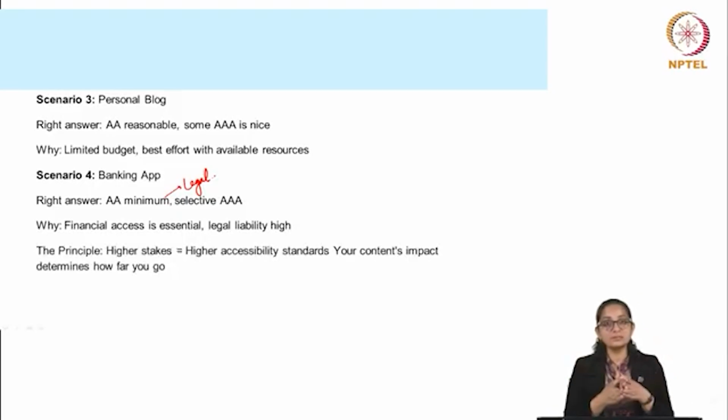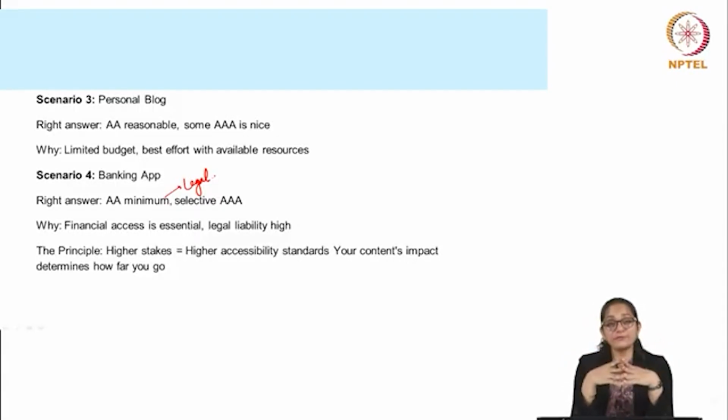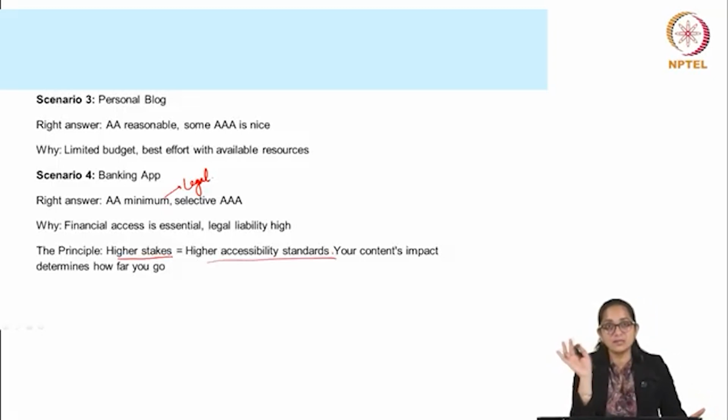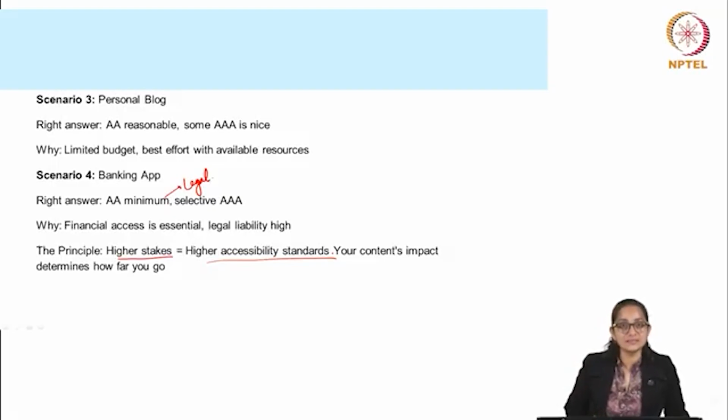So what should be our principle when we are thinking about what is good enough, when we are optimizing our time or resources, thinking about how much we should invest in accessibility compliance, of course keeping the legal mandates in mind? The principle is that wherever there are higher stakes, higher accessibility standards have to be in place. So your content's impact determines how far you have to go, right? The context really determines the optimization level.